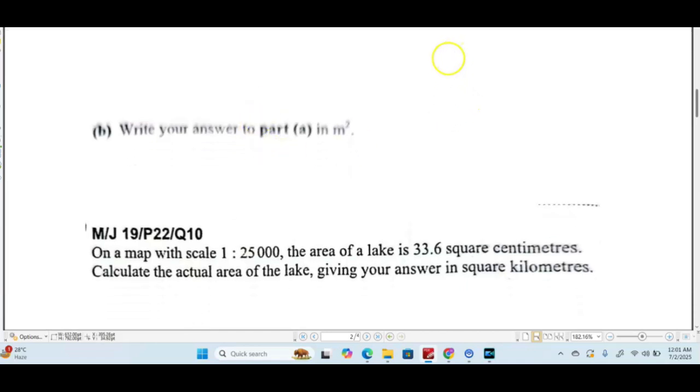Now we have our answer as 16 centimeters. We have to convert it into meter square. ठीक है जी? So how are we going to do that?